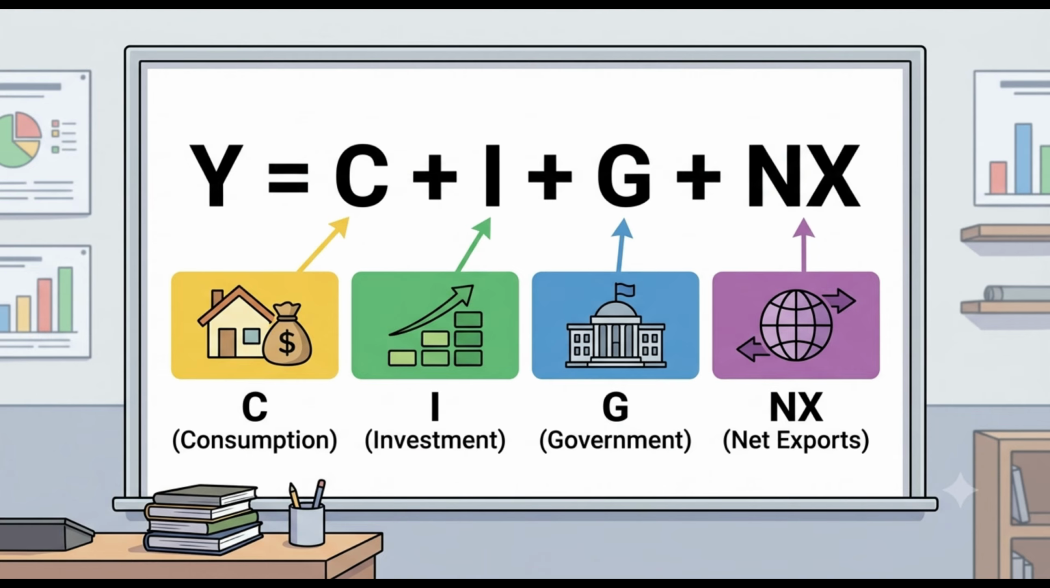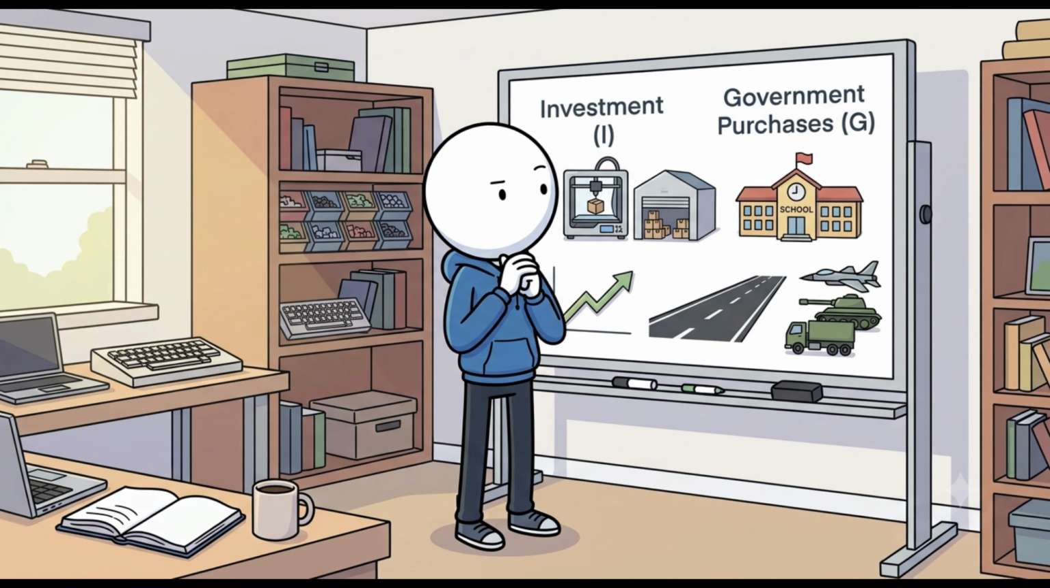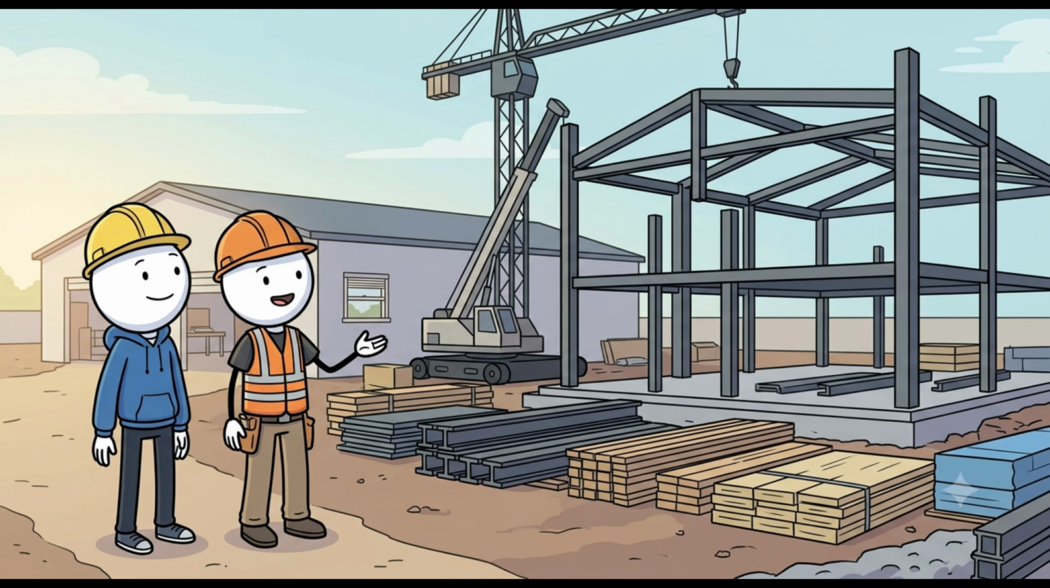The final bucket is net exports, represented by the letters NX. John loves this part because he started selling his keyboards to fans in other countries. Net exports are calculated as exports minus imports. When John sells a keyboard to a gamer in Paris, that's an export, representing the variable X that adds to his country's GDP. But when John buys specialized switches from a factory in Tokyo, that's an import, representing the variable M. Since the switches were produced elsewhere, they are subtracted from the total so that GDP only reflects what was made right here at home.